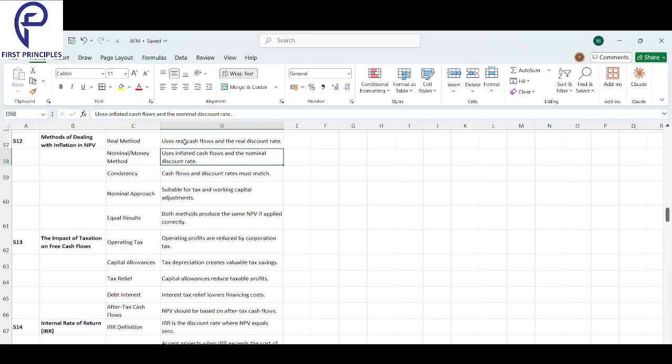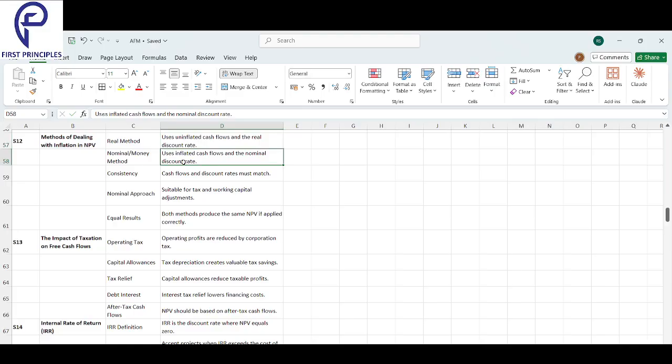In the real method, you use uninflated cash flows. Real cash flows are uninflated cash flows. You use uninflated cash flows and the real discount rate. Here, in the nominal method, you use the nominal cash flows and the nominal discount rate.